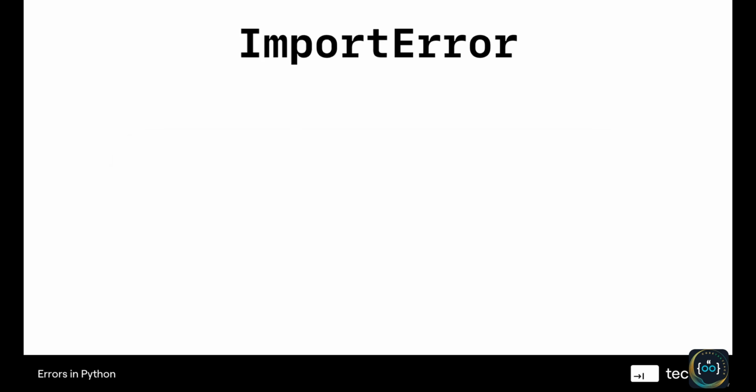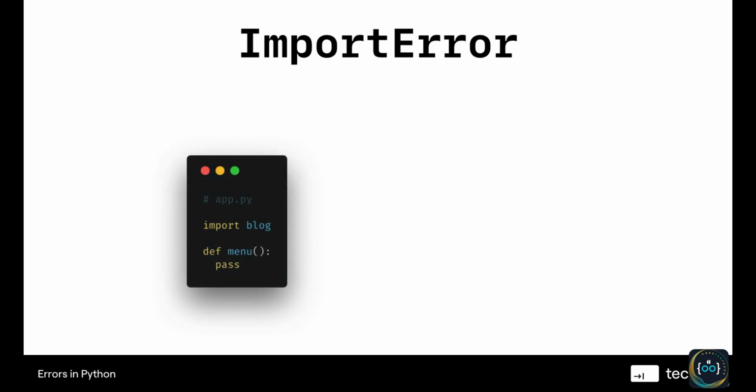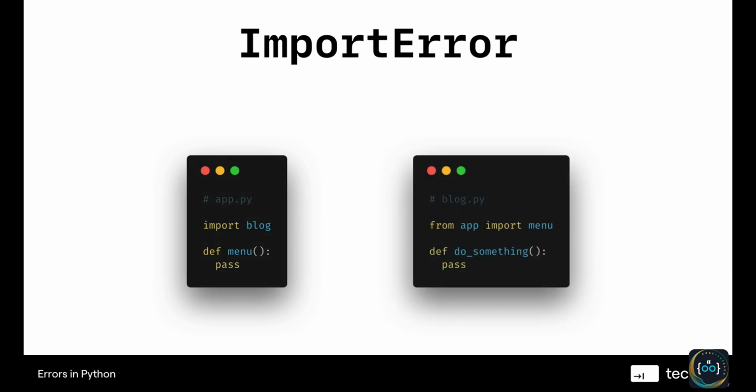Finally, we've got import error. An import error is also really popular and is a big pain. And here's when it happens. You've got an import blog inside app.py, and then you've got blog.py, say, that does from app import menu. Let's imagine you want to run the menu inside blog, or maybe app has some sort of variable you want to import. So what's happening here is that app is importing blog, which is importing app.